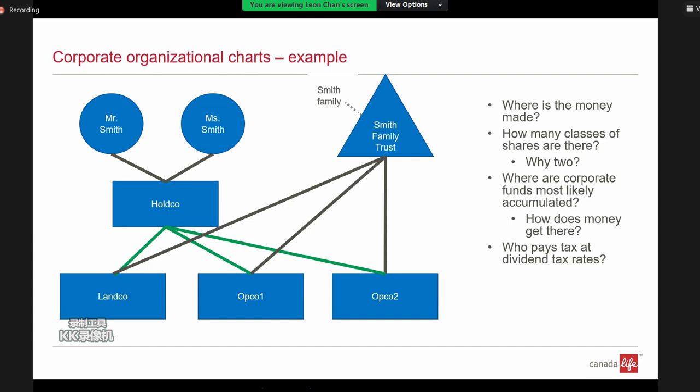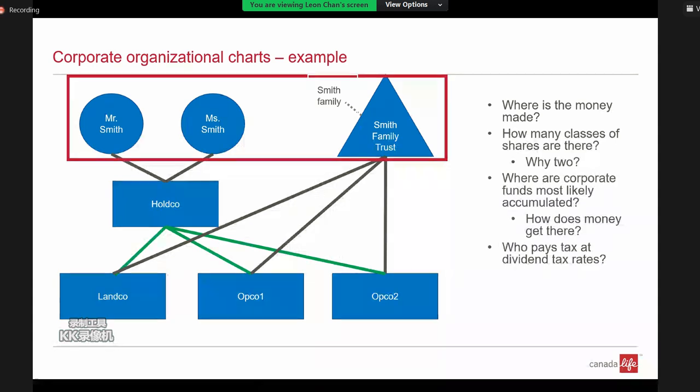And who pays tax at dividend tax rates? So once again, like I discussed very early on, when a corporation earns money, they incur one level of tax. Then if the shareholders require the funds to be paid out, they'll pay the funds out to, let's say, Mr. and Mrs. Smith. And that's where a second layer of tax would be incurred, right?